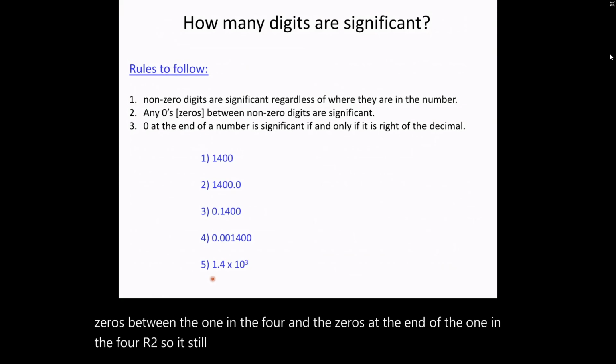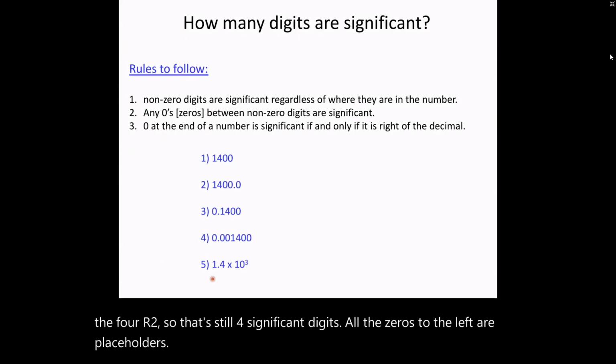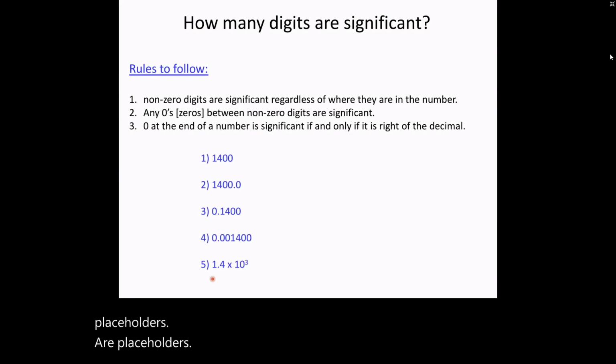All the zeros to the left are placeholders. And 1.4 times 10 to the 3 is scientific notation format. And that's the same as number 1. If you multiply 1.4 times 1,000, you get 1,400, and that's 2 significant digits.